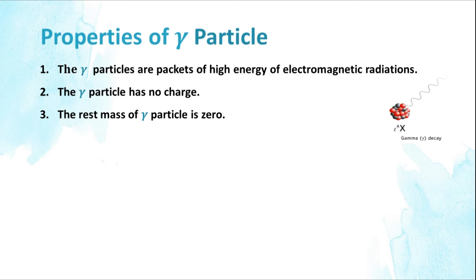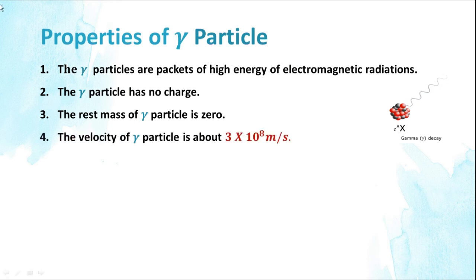The next property is that the rest mass of gamma particle is zero, completely zero. In alpha particle it was 4 times the mass of a proton, and in beta particle the mass is equivalent to the mass of an electron, but the gamma particle has no rest mass, so it is completely zero.